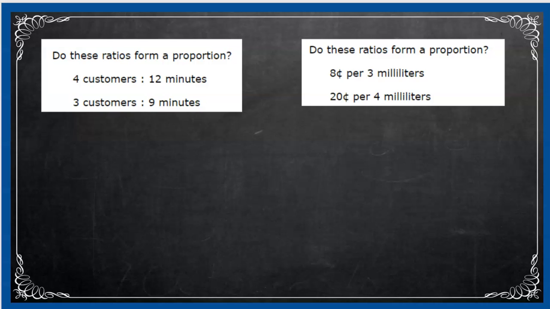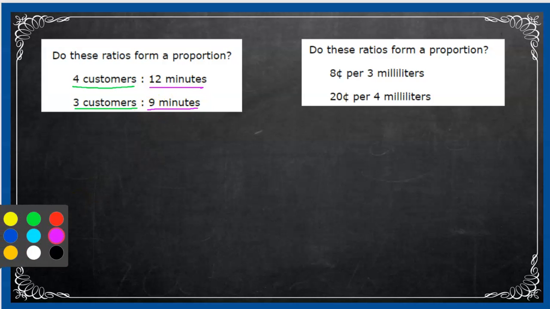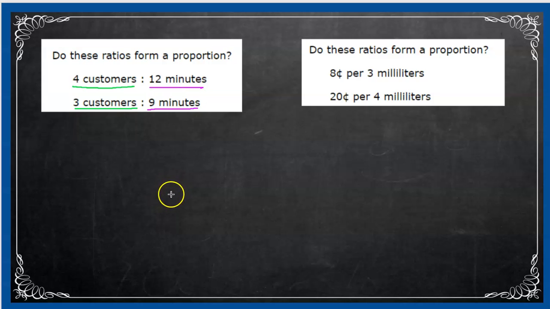So the first thing we want to look at are the units of measure that we're looking at in the problem. So I'm going to color code these. I'm going to color code customers in green and minutes in purple. When I write my fraction, and then check the cross products, that's how we're going to figure out whether it's a proportion or not. We want to make sure that we have the fractions written the same as far as the numerators and denominators. We don't want to mix those up.